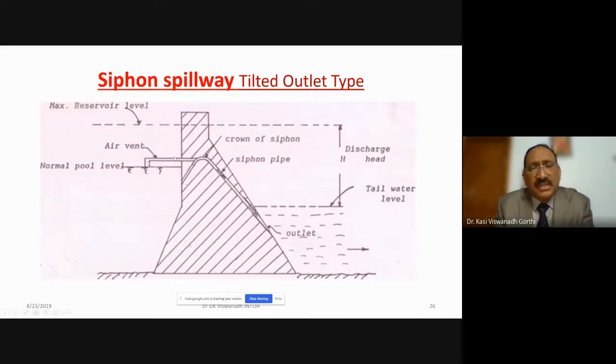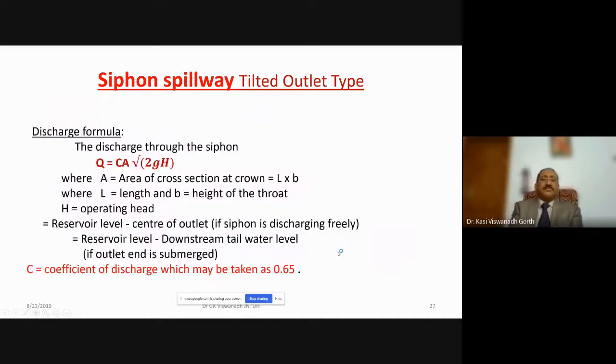Through this siphonic action, the water enters and it is drawn to the downstream portion. The discharge through this siphon spillway can be taken as Q = C A √(2gH). A is the cross-sectional area at the crown, L × B, where L is the length and B is the height of the throat. H is the operating head, that is, the reservoir level minus the center of the outlet if the siphon is discharging freely, or the reservoir level minus the downstream tailwater level if the outlet is submerged. C is the coefficient of discharge, which will be taken around 0.65.